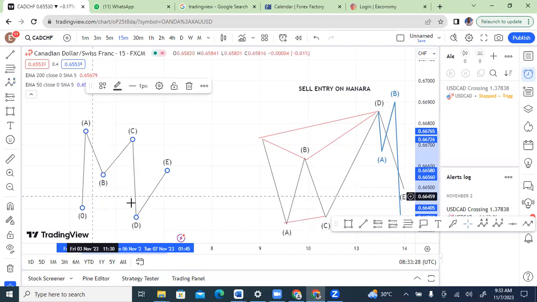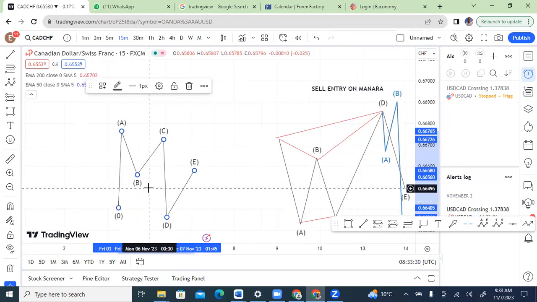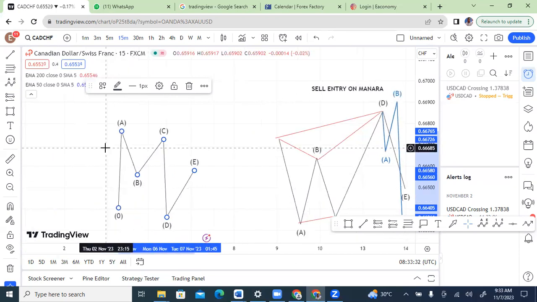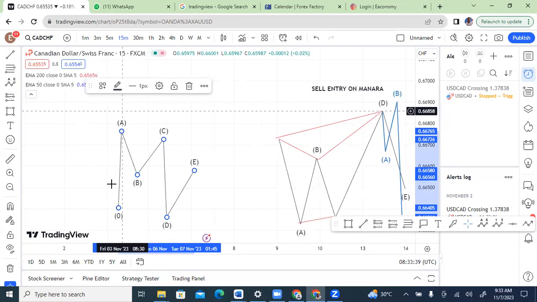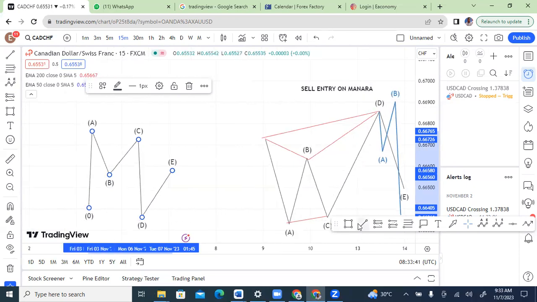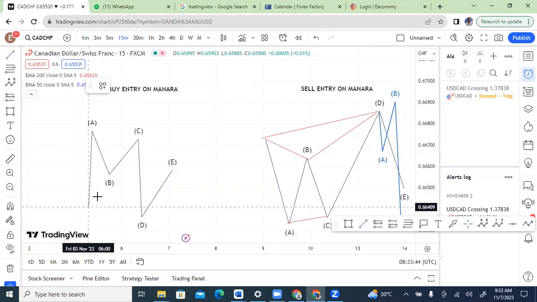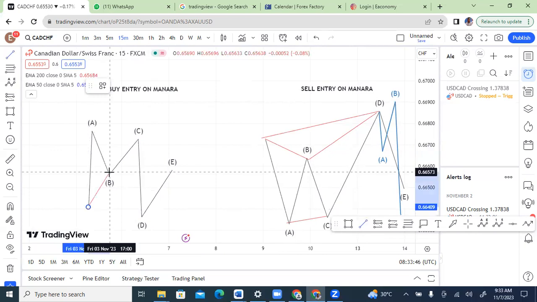So for your Manara, like I said, you always have to wait for the D point. And there, you have to see a particular confirmation before you take the entry. It's very, very important. So let's assume XO to B, okay?